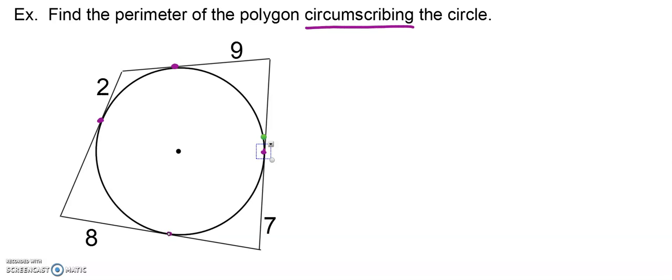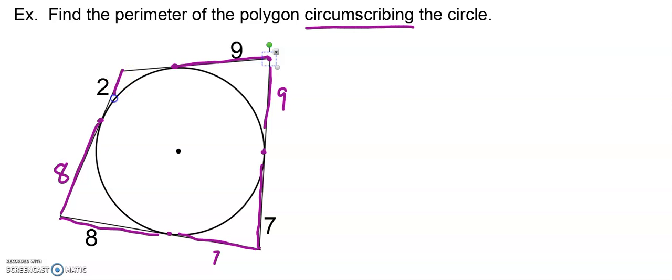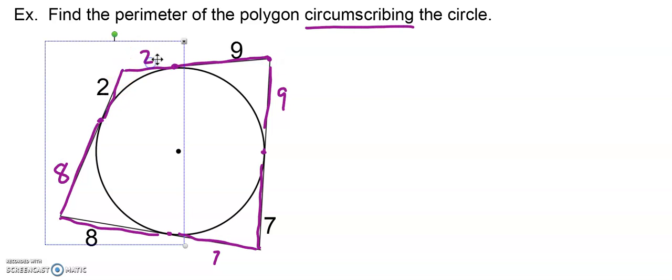Okay, now using the theorem we said above, I know that since I have two tangents that are intersecting at this point, if this distance from here to here is 9, then the distance from here to here must also be 9. Likewise, if the distance from here to here is 7, then this distance has to be 7. If this length is 8, then that length is 8. And lastly, if this is 2, then that also must be 2.